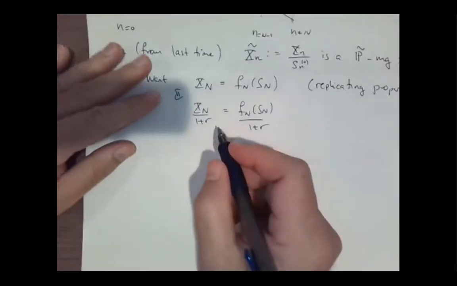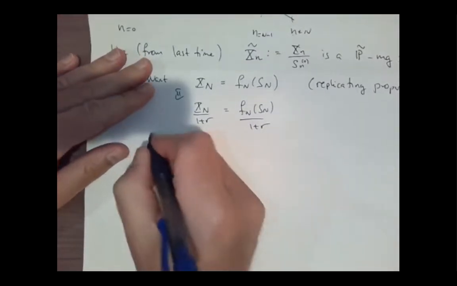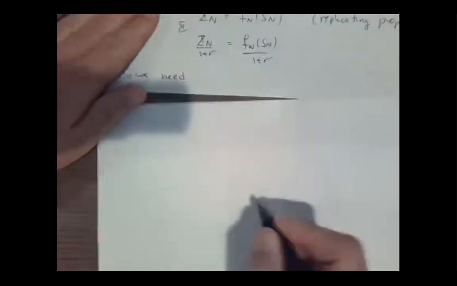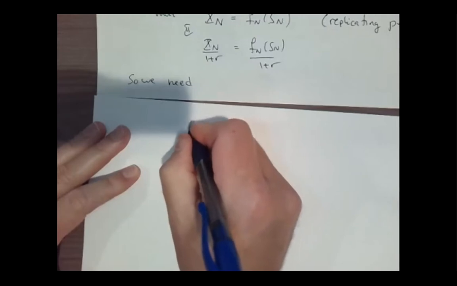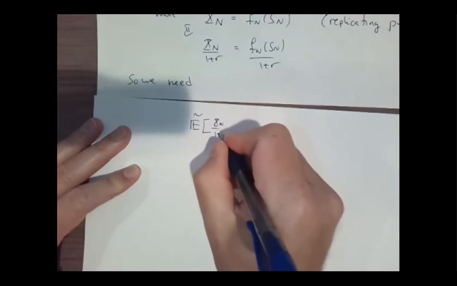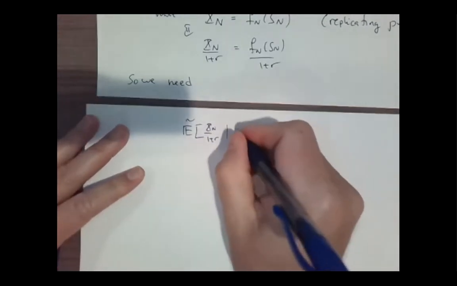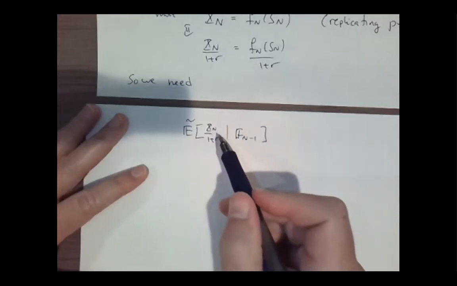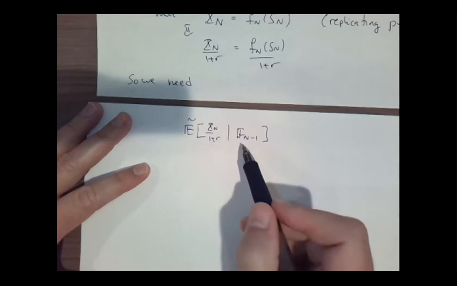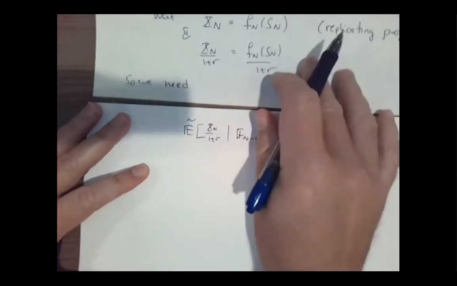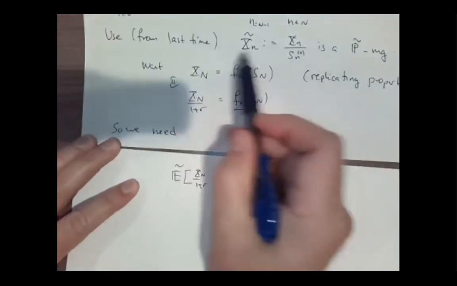So if that's true, then we need the conditional expectation given Fn minus 1. This is how we move the payoffs back in time. You move it from time capital N to time capital N minus 1 by conditioning. And the reason that we can do that is because of this martingale property we're going to be using in a second.